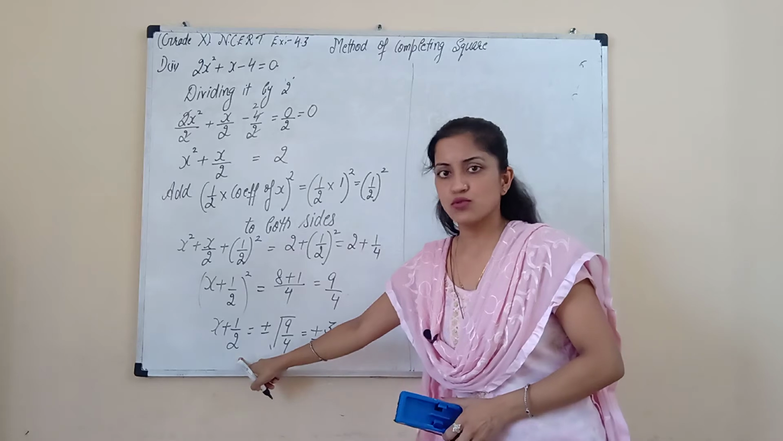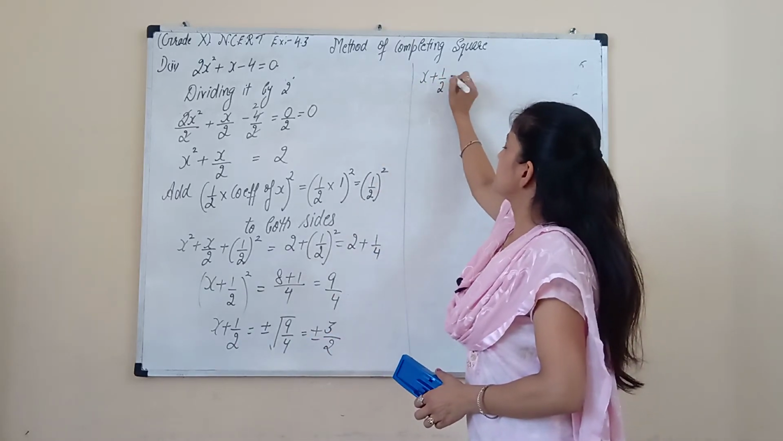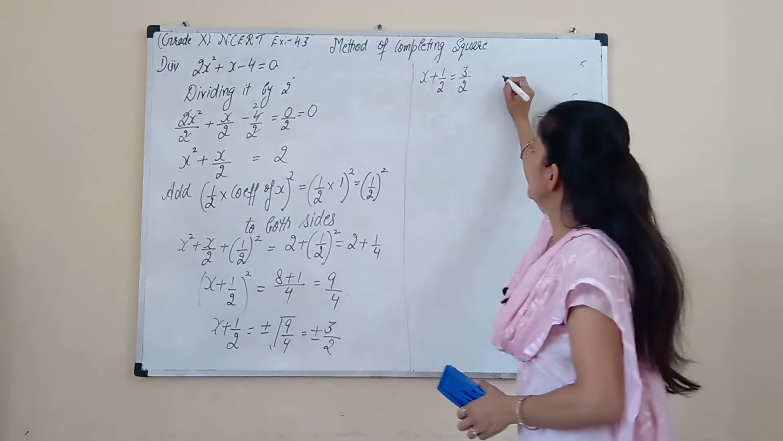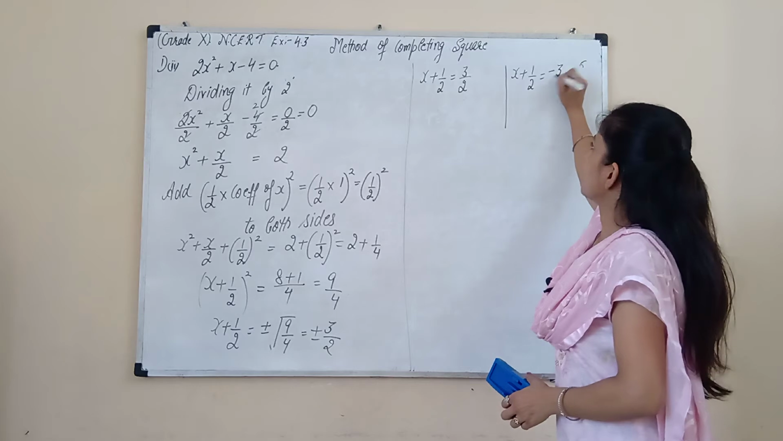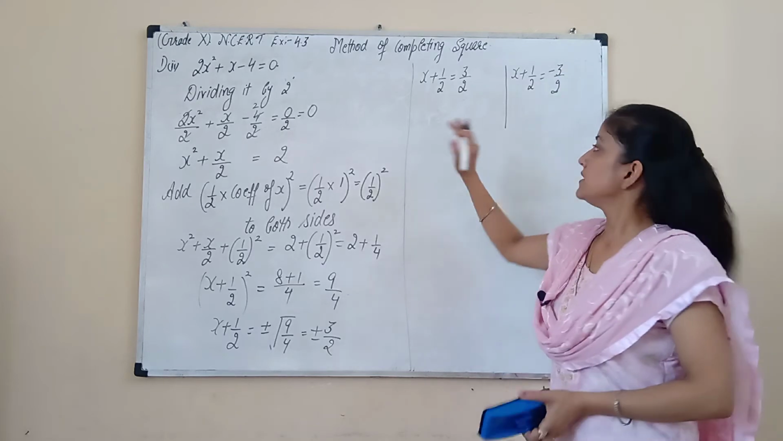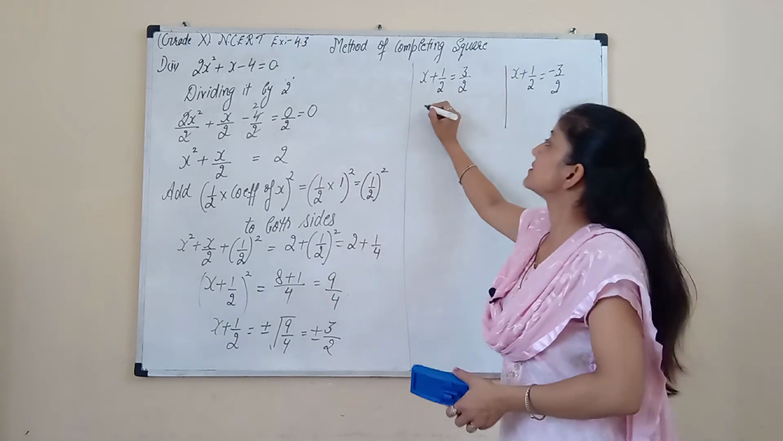x plus 1/2 equals positive 3/2, and x plus 1/2 equals negative 3/2. Is that clear? Okay, done. Half is positive on the left-hand side; on the right-hand side it becomes negative.